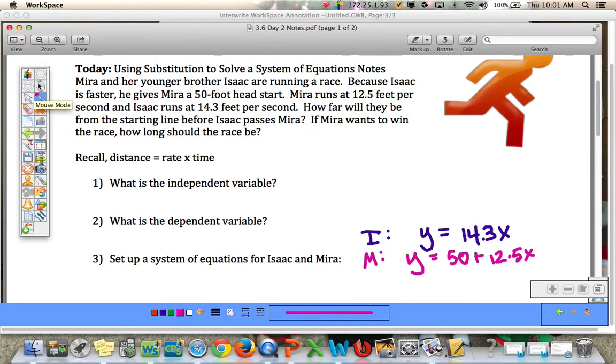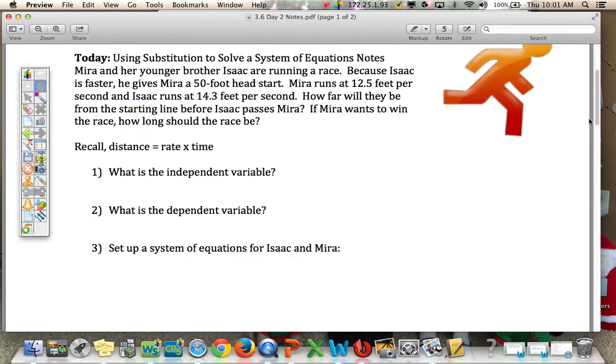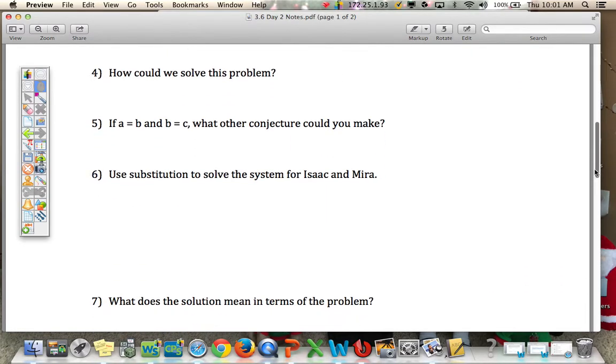So yesterday we knew that we could graph those and figure out a point of intersection, and we'll actually use that to check. I should pop up my graphing calculator. But today, how could we solve this problem? We could use the graphing calculator, but also think about this.